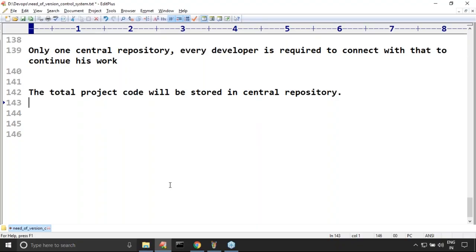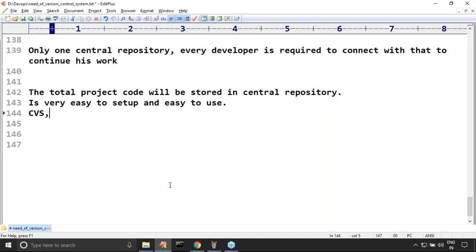This type of version control system is very easy to set up and easy to use. Remember this one. Have you ever heard about CVS? I hope you may have heard about CVS. Yes, CVS is one type of version control system tool.